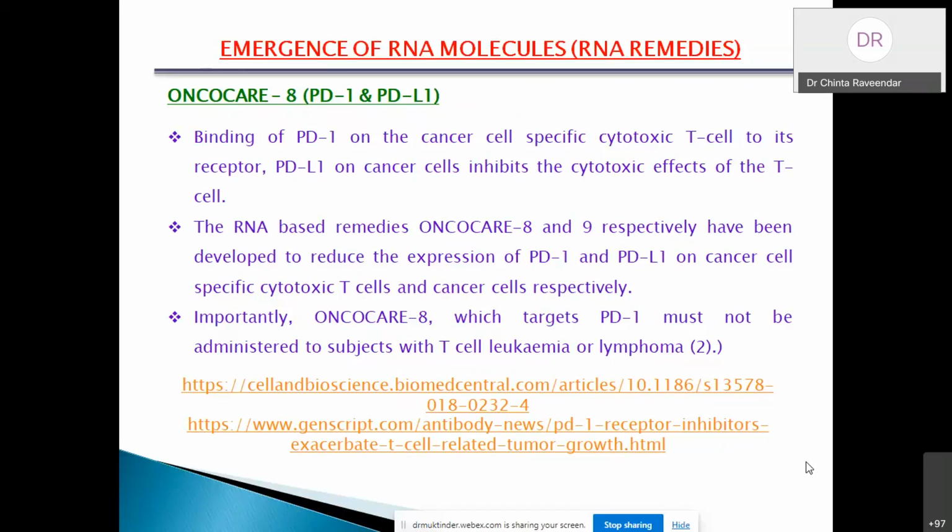See, it is with a precise aim that we are planning these remedies, out of the lot of research done specifically on cancer. Now it is our duty, whether homeopathy believes it or not, they can subject all these 6 molecules, like any other classical homeopathic drugs, to cancer patients, and then the results will come out. So importantly, this OncoCare 8, which targets PD1, must not be administered to a T cell leukemia patient. See, T cell also.